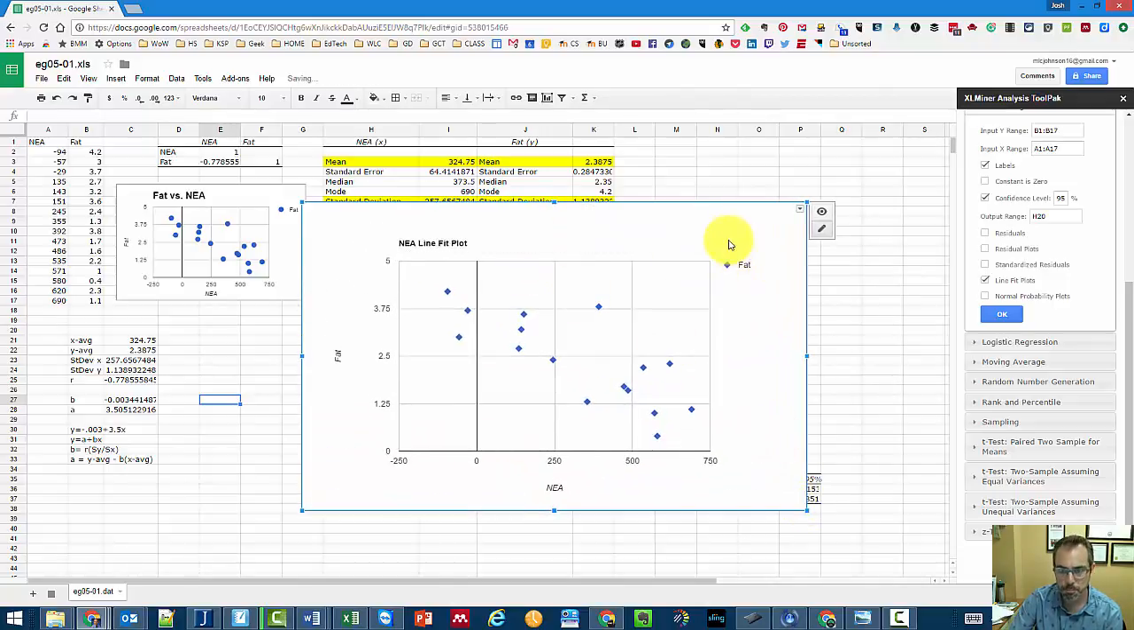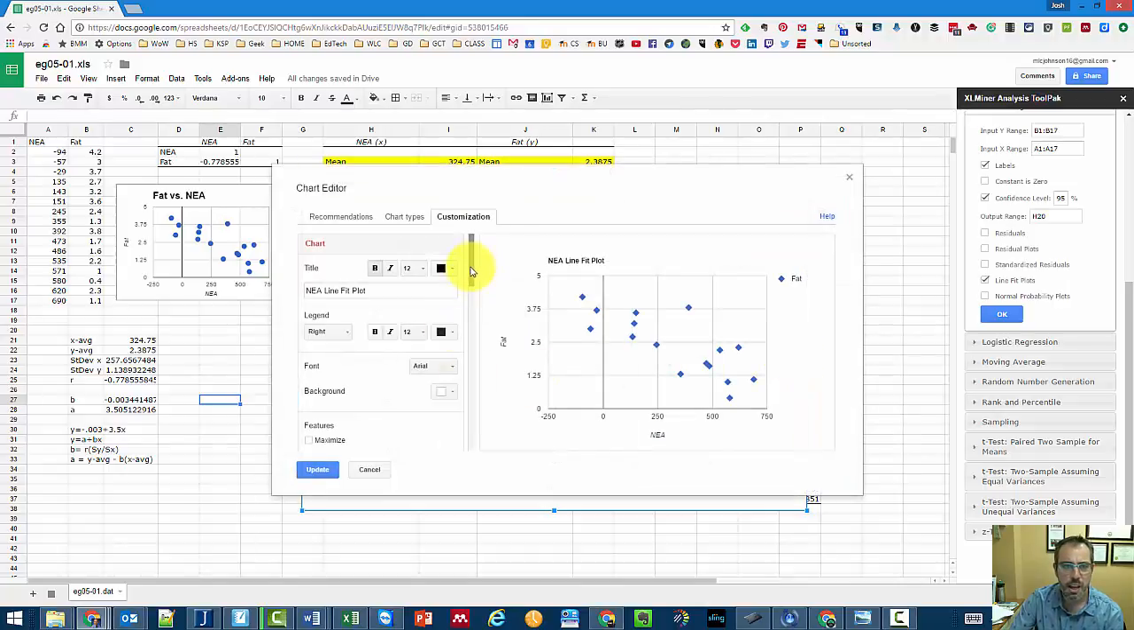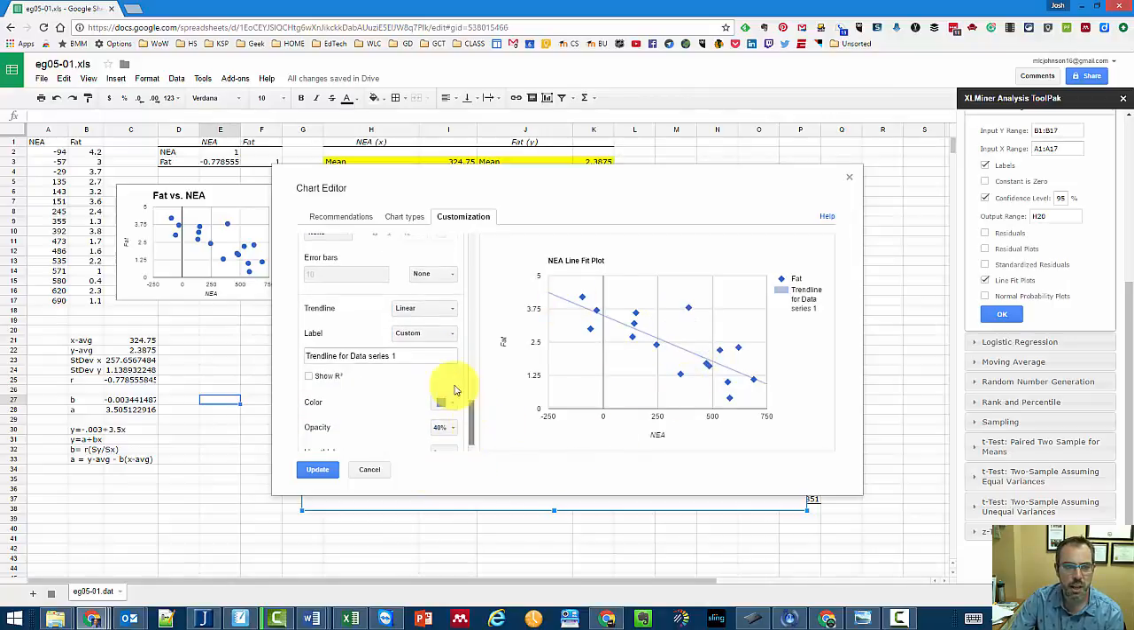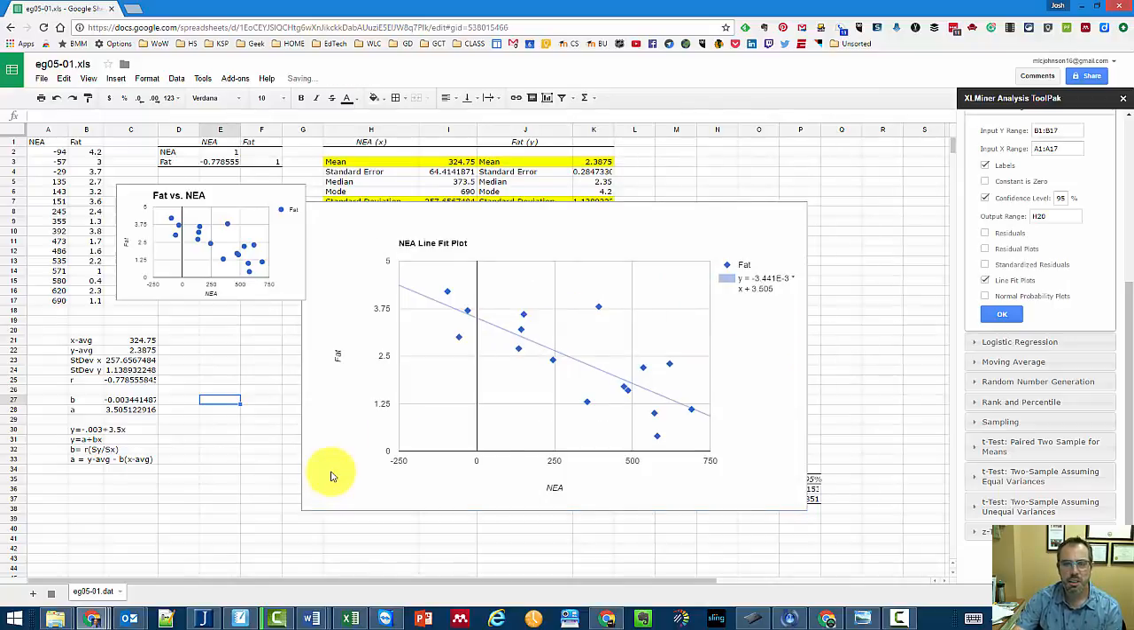So I'm going to make this a little bit bigger. I'm going to right-click on it and go to Advanced Edit. And what I'm really looking for is, I want to make a trend line. And I think it's a line, so I'm going to put a linear trend line on here. And for the label, it's called Trendline for Series 1, I'm going to make it the equation. I really like that part a little bit better, and so I'll update that graph.